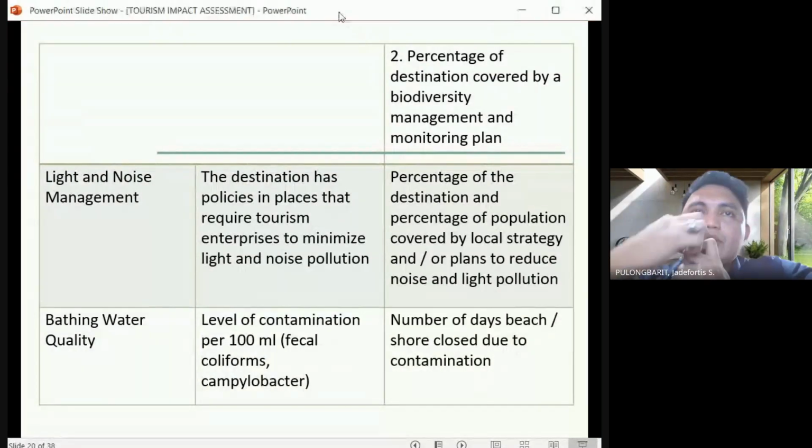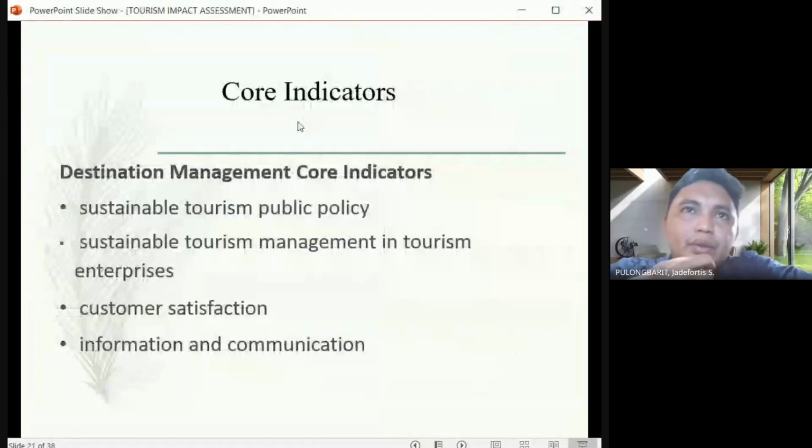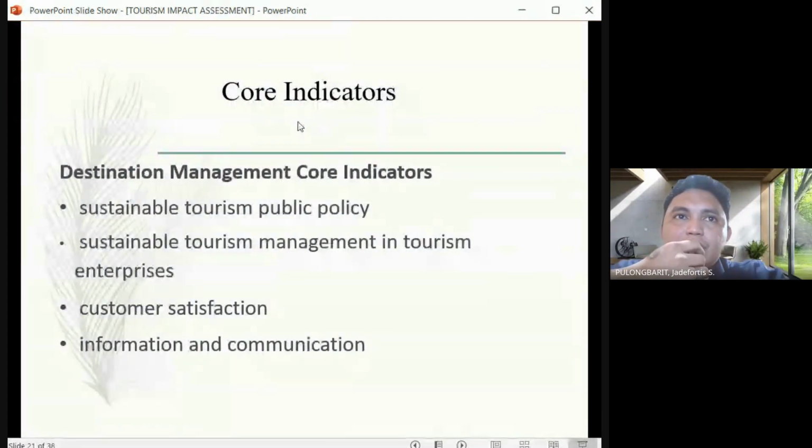Okay, so for core indicators under destination management, these are core indicators based on the ETIS, or European Tourism Indicator System, which are Sustainable Tourism Public Policy, Sustainable Tourism Management, Tourism Enterprise, Customer Satisfaction, and Information Communications. There are five indicators. No, sorry, there are four indicators in this subject.